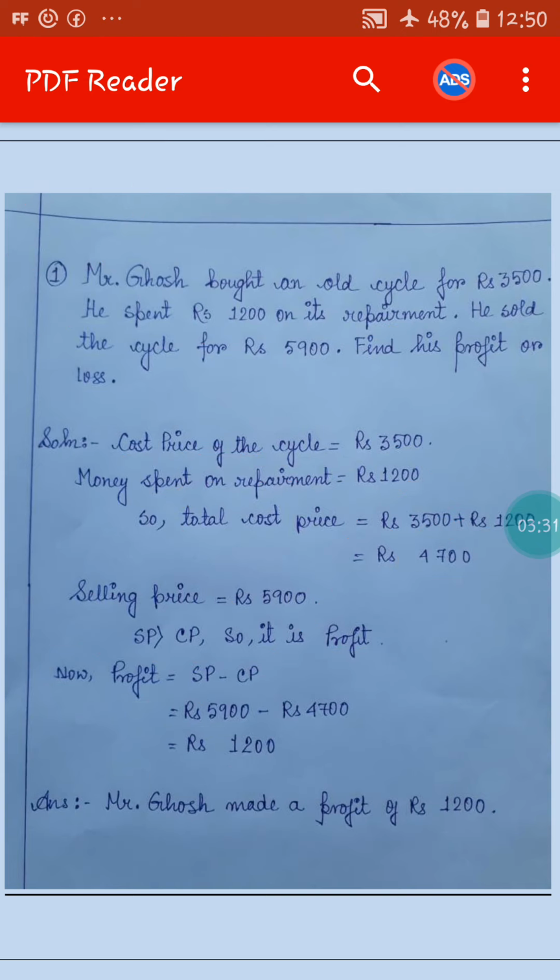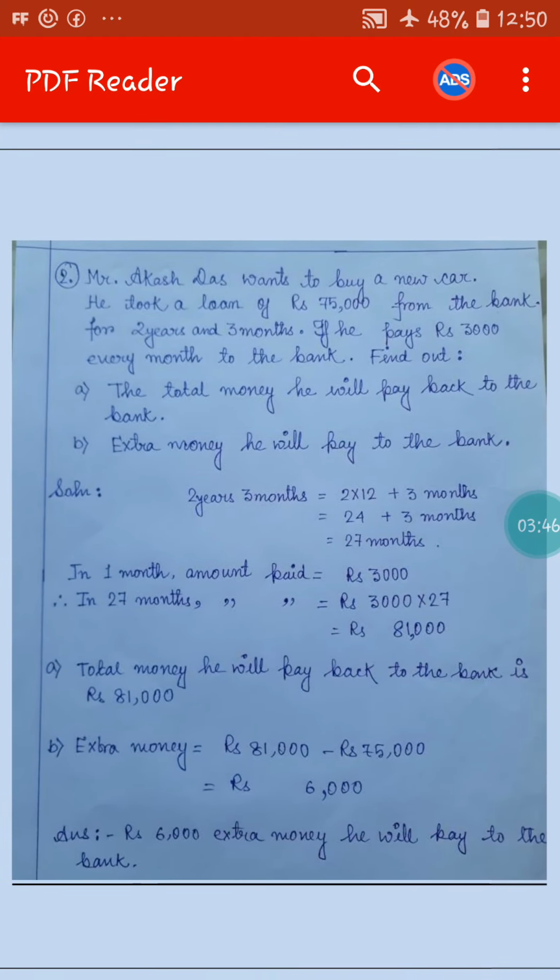I hope you have understood the sum. What you will do, you will take your school maths copy and after that you will pause the video and you will do the sum in your school maths copy. Okay? Next we will go to the next sum.